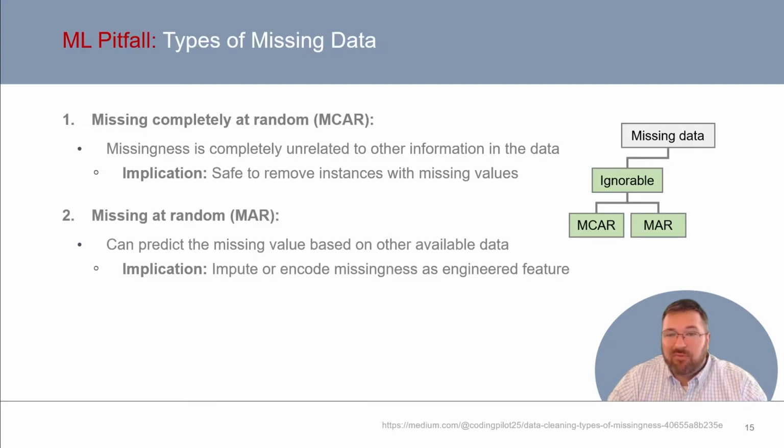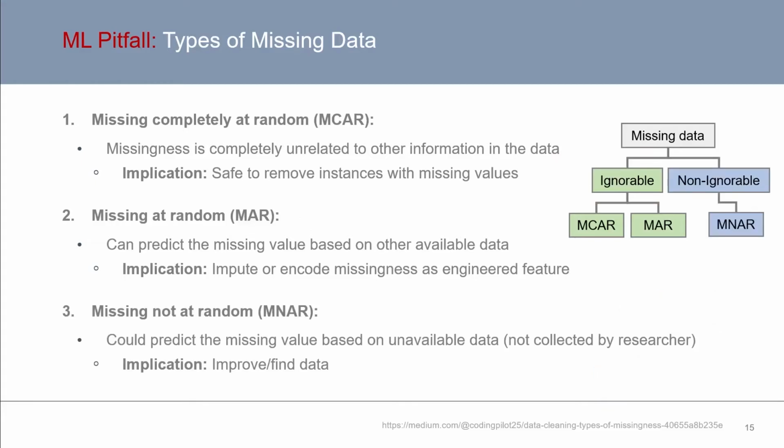The second type of missingness is missing at random, or MAR. In this case, for all intents and purposes, we can still consider missingness to be random in the study. However, it's possible to predict the value of missing values based on other available data, with a higher degree of certainty than random chance. The implication here is that we can impute missing values or encode missingness as an engineered feature. These first two types of missingness are considered to be ignorable at the study level.